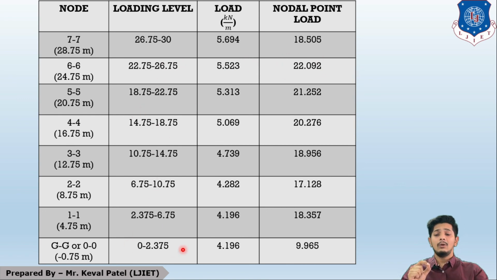Same goes for the ground. Here the gap is 2.375, so 2.375 times this load becomes the nodal point load in kilonewton. So the final output is the nodal point load in kilonewtons. From these kilonewton values of nodal point load, we will prepare a diagram. In the same way, for this load, or we can say wind pressure, we will prepare a different diagram according to each story. Let us see the diagram.